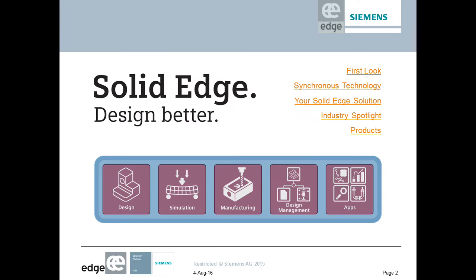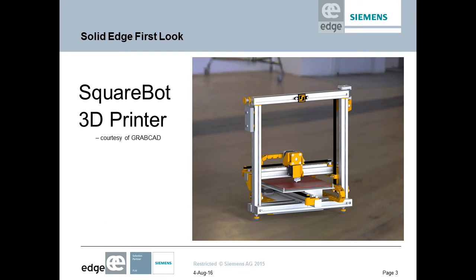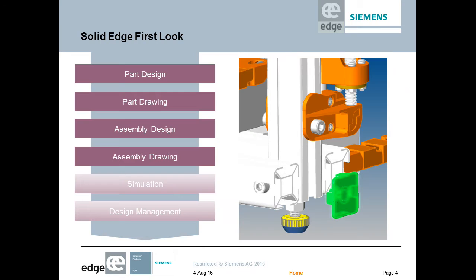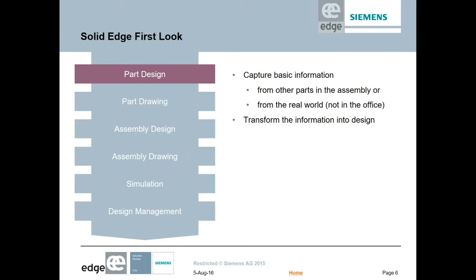What we want to look at is what tools Solid Edge has to provide you to get your products to market quickest. We'll be having a look at a SquareBot 3D printer because 3D printers are becoming a lot more commonplace in manufacturing. We'll start off with part design, move into part drawing and assembly design, followed by assembly drawing. So that's just what we'll be having a look through today.